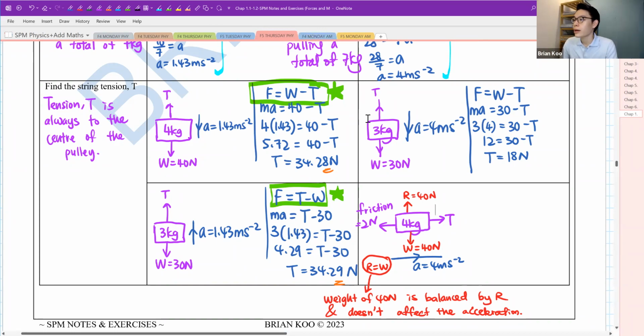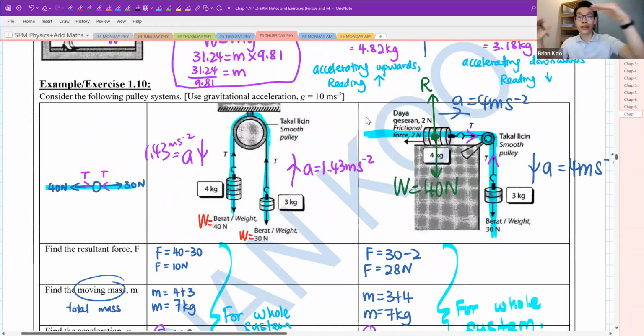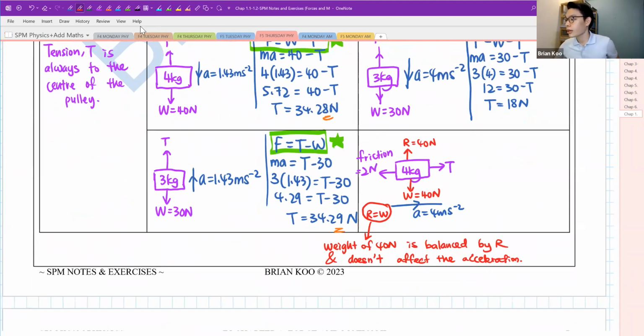And look at the whole system. Your 4 kg is moving to the right side. It's accelerating to the right. Therefore, F is actually the stronger force going to the right. The stronger force is the tension, the one that is pulling it to the right, minus the friction of 2 Newton. If you want to write friction, you can. Straight write 2 Newton also can. And then F is MA again.